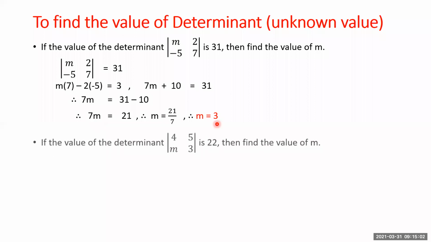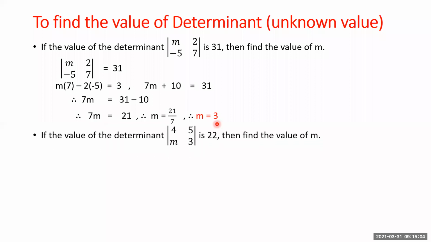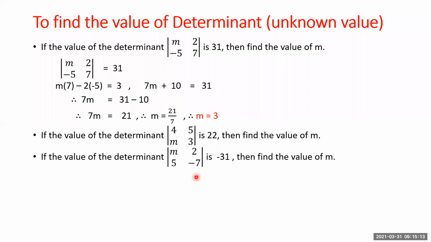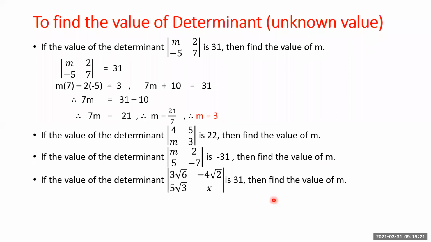Okay. So like this, some model questions I have given over here. See, children, here also the determinant value is 22, and we are supposed to find the value of m. Here also the determinant value is minus 31, and find the value of m. The next question has the determinant value given, but here it is a little surd form. So please do this practice well. The value is 31, then find the value of m.